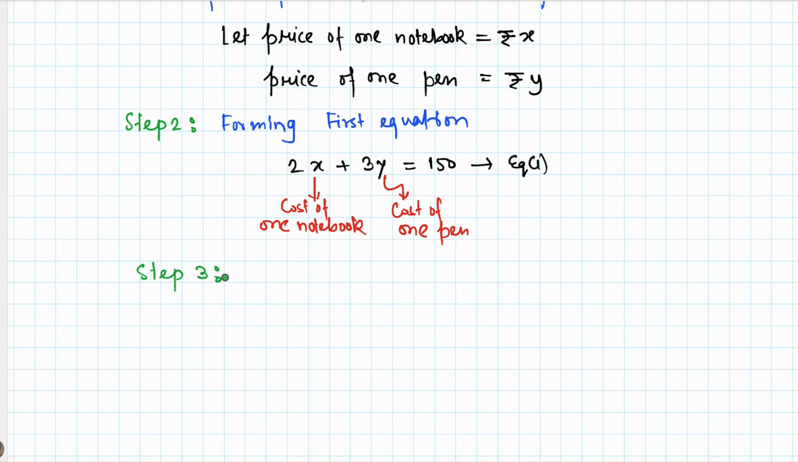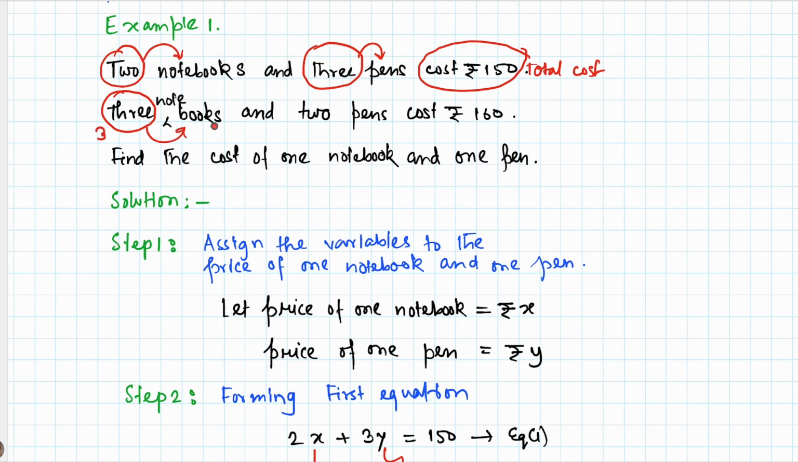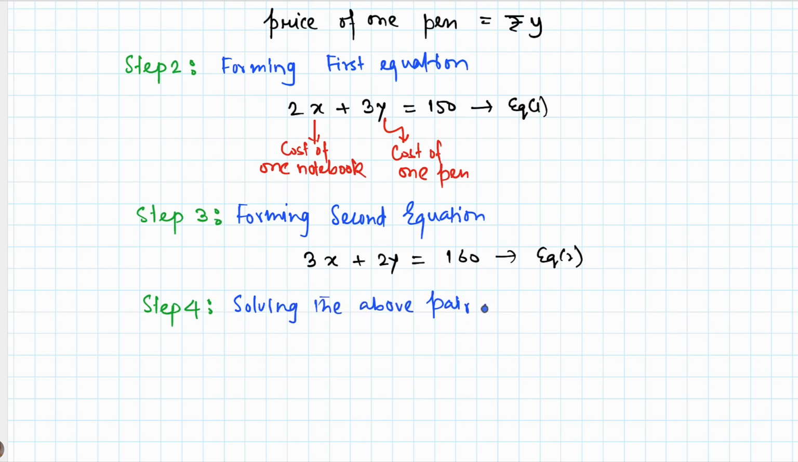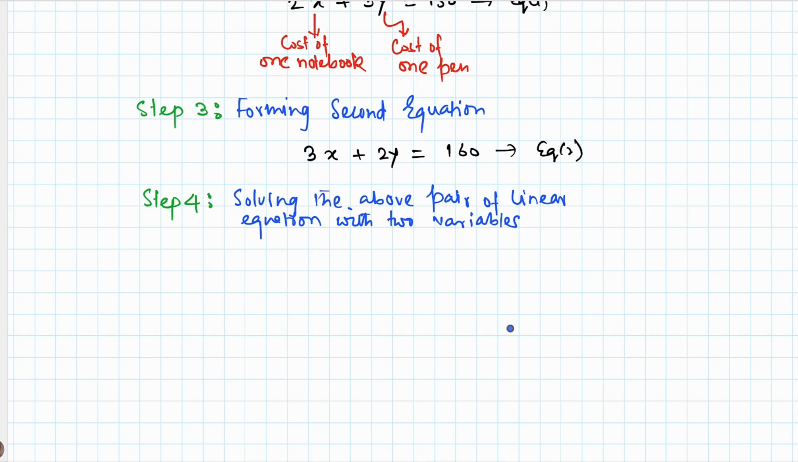Now step 3, forming the second equation from the second statement. So what does this imply? 3 notebooks and 2 pens together cost 160. That is the total cost. So again similarly we'll frame it: 3 times X plus 2 times Y equal to 160, which is equation 2. Now step number 4. So we have both the equations in place. Now we are able to solve the above pair of linear equations with 2 variables. So let's write these equations one by one.